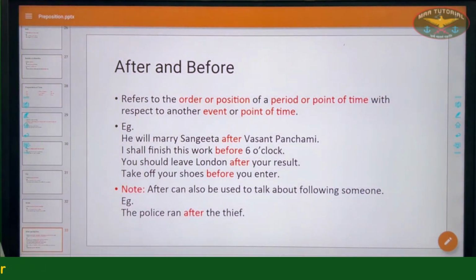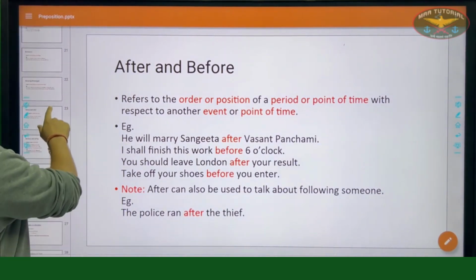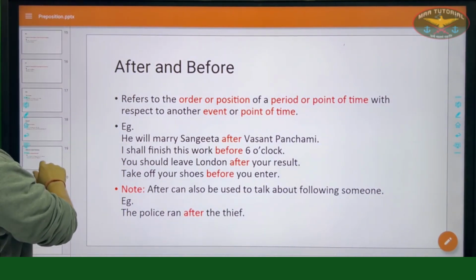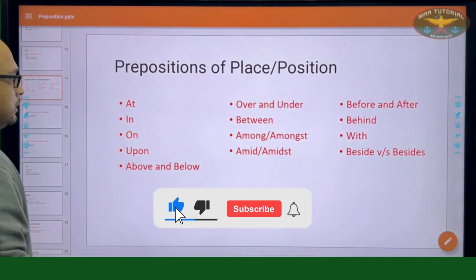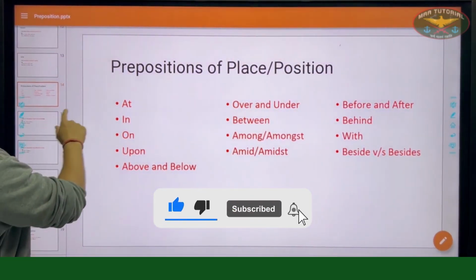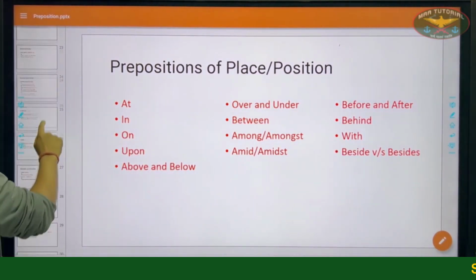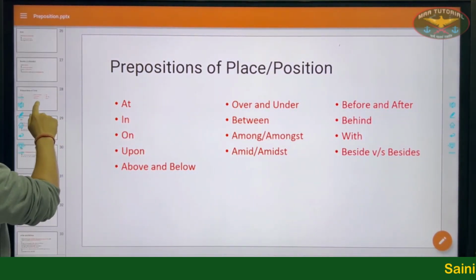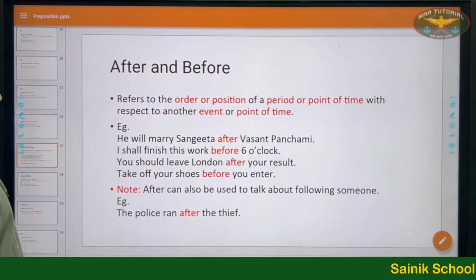the direction we used in the preposition of distance, you will see. Before and after in prepositions of place and position as well. So we're just revising that here in preposition of time as well with after and before. That the police ran after the thief. So they were chasing the thief from behind.